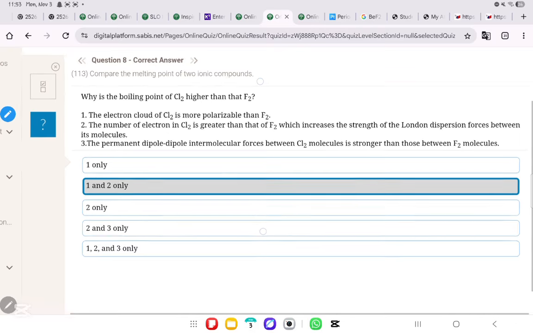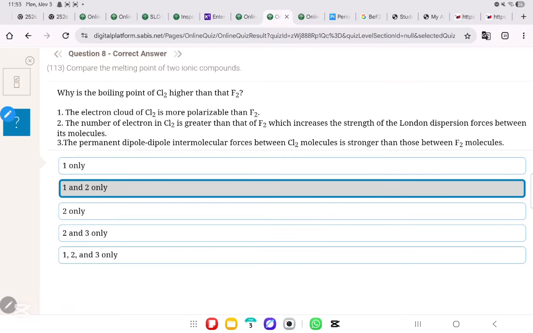What does it say? Why is the boiling point of Cl2 higher than that of F2? Both Cl2 and F2 are nonpolar, so the only force acting on them is the London dispersion force, right? So London dispersion force, how do we compare? We compare on the number of electrons. For sure, Cl2 has a greater number of electrons. Okay, so what does this mean? This means that the electron cloud of Cl2 is more polarizable than that of F2. This is due to the number of electrons in Cl2 being greater than F2.